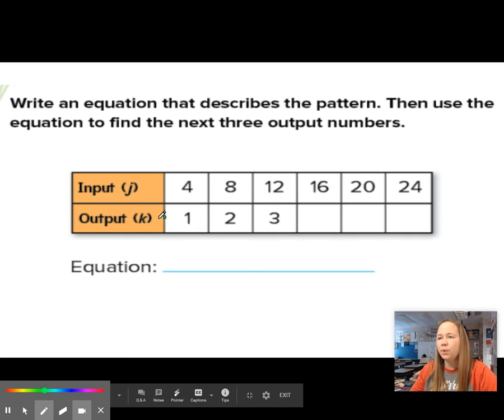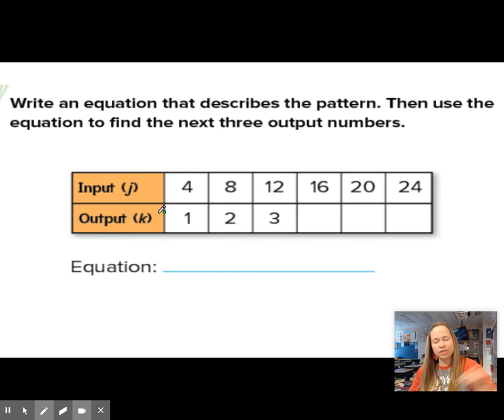How about this one? Write an equation that describes the pattern. Then use the equation to find the next 3 output numbers. All the questions are the same. Okay, here we have J and K. So I put in J, something happens to it, and out comes K, right?